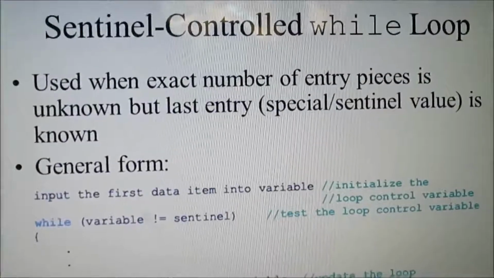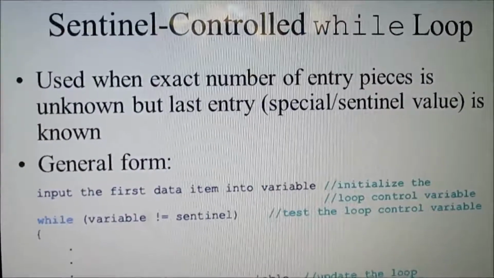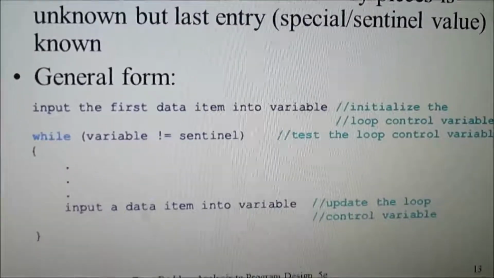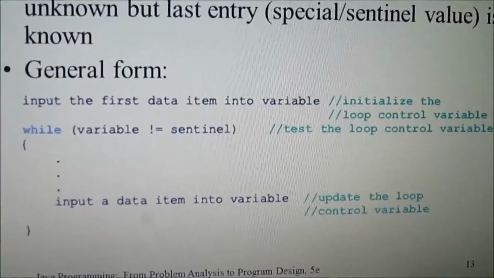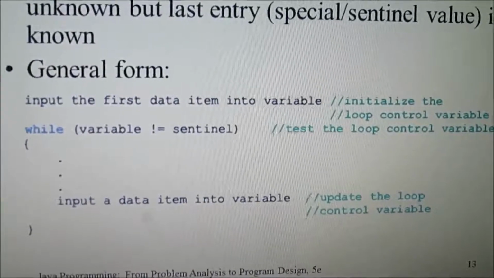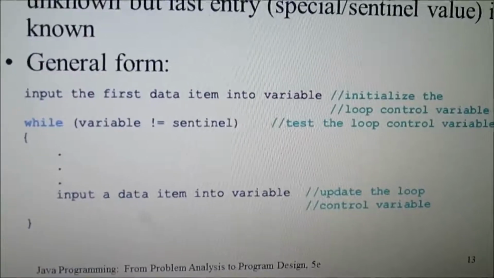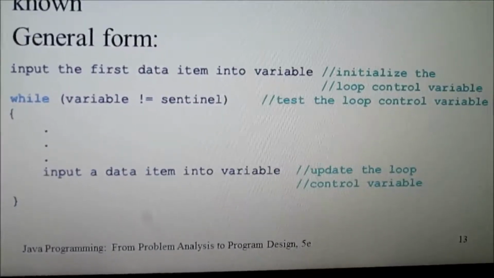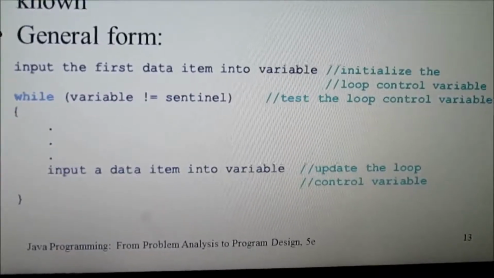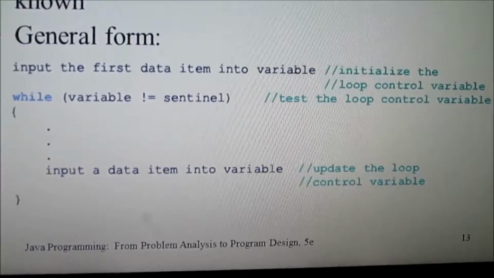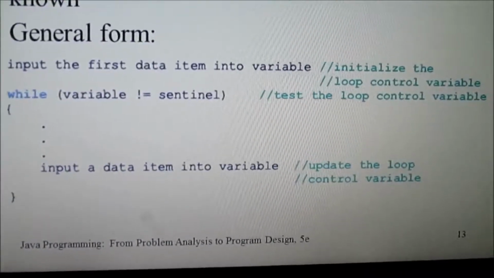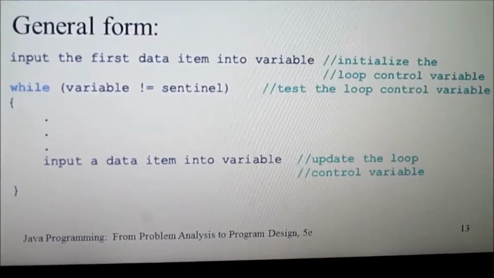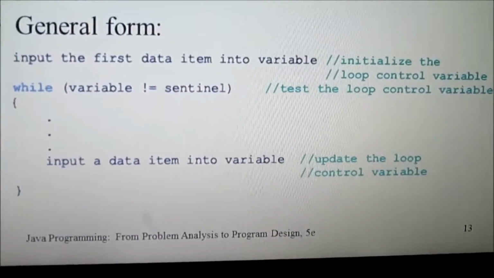Okay, the second thing that you will learn is the sentinel controlled while loop. This loop is used when the exact number of entry pieces is unknown, but the last entry is known. The general form of the sentinel controlled while loop is: input the first data item into the variable, or in the program, initialize the loop control variable. The next thing that you will put is the while, followed by the condition. As you can see on the screen, variable is not equal to the sentinel. The program will test the loop control variable as you put in the while statement. Then at the bottom of it, the statement: input a data item into the variable, or in the program, update the loop control variable.